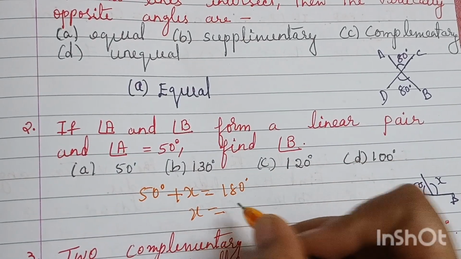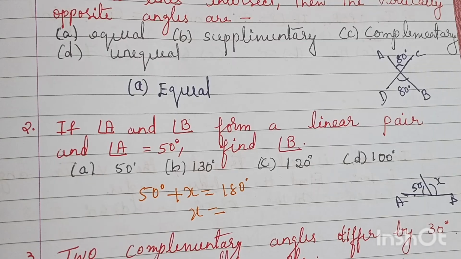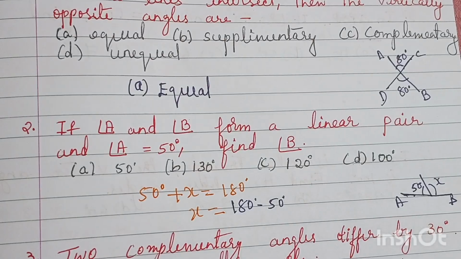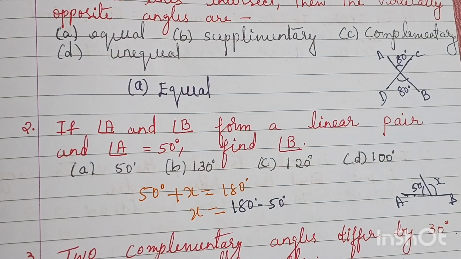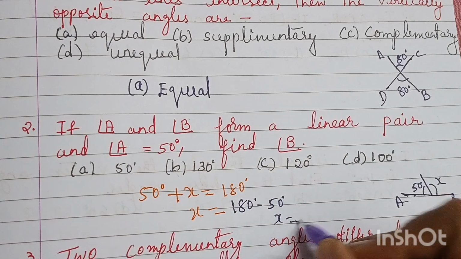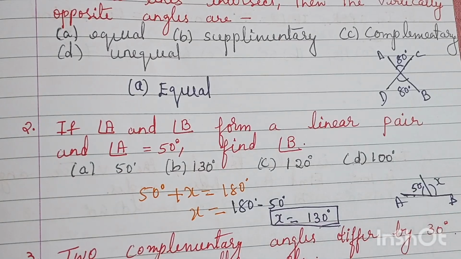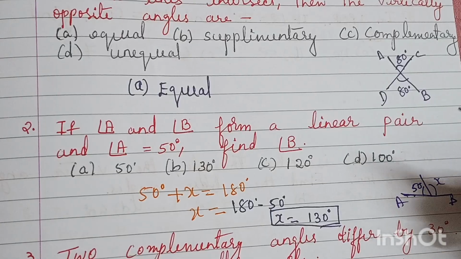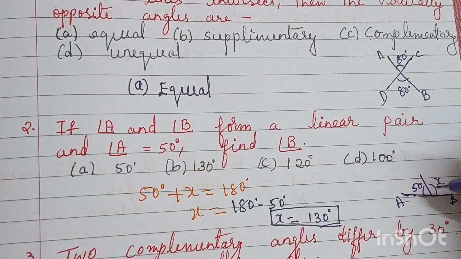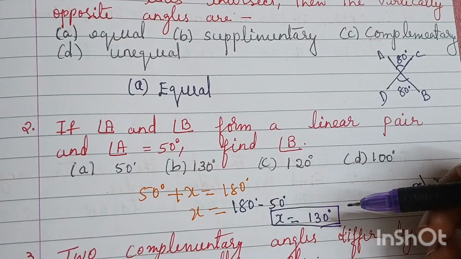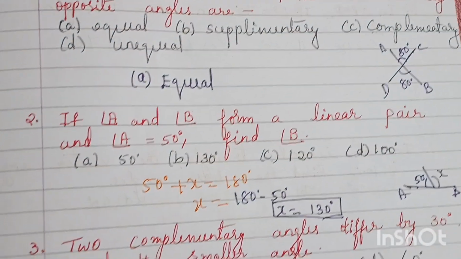So X is equal to how much? 180 degree minus 50 degree. So the answer is 130 degree. X is equal to 130 degree. This is the answer. For a linear pair or adjacent angles, 180 minus 50 means 130 degree. The sum of the angles is equal to 180 degree.